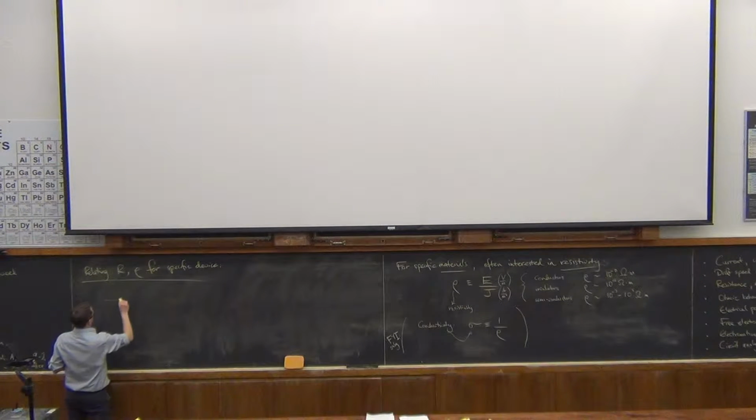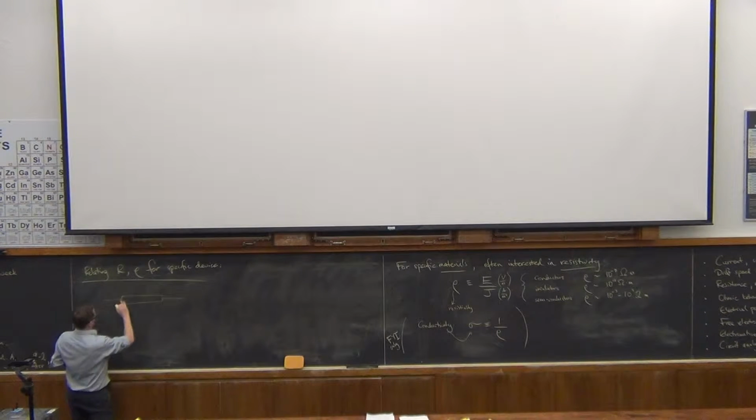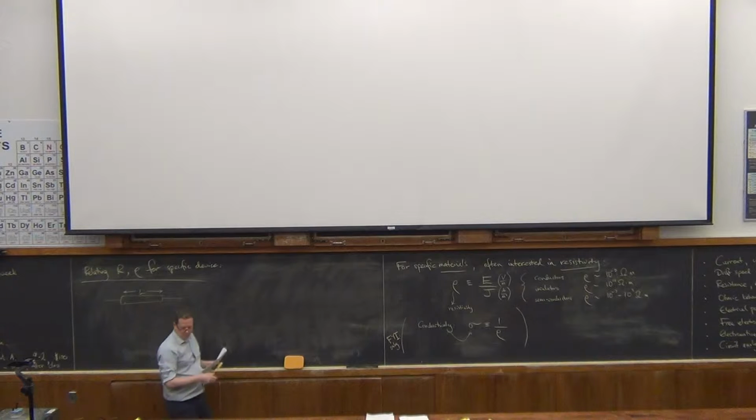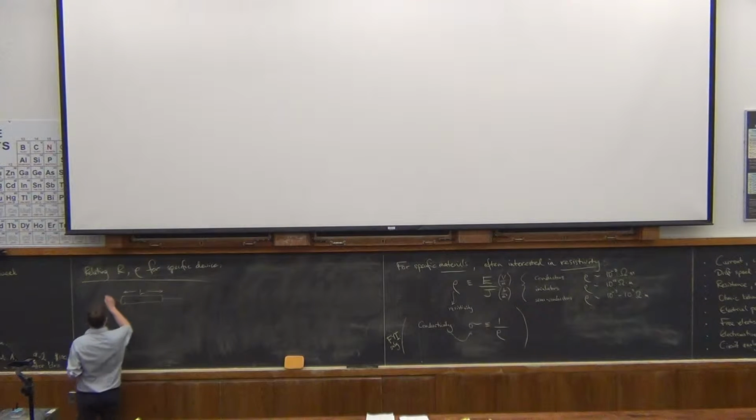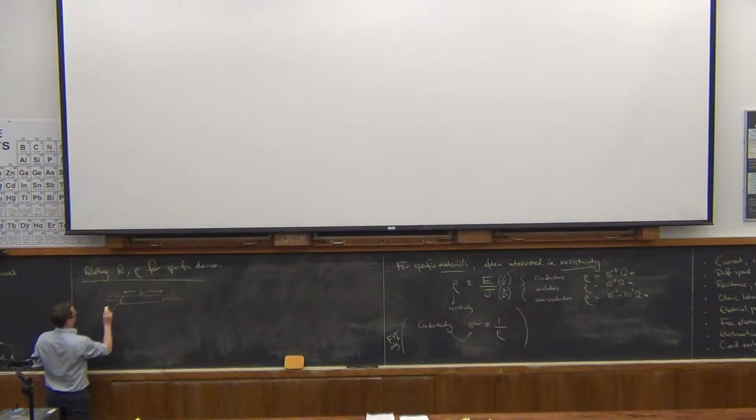So let me take the thing that I had a moment ago. I think I've erased it at this point, which was a cylindrical device. It's resistive in nature. So I'm going to give it again a length L. We're going to be driving a current I through this thing. And as before, we have a cross-sectional area A.